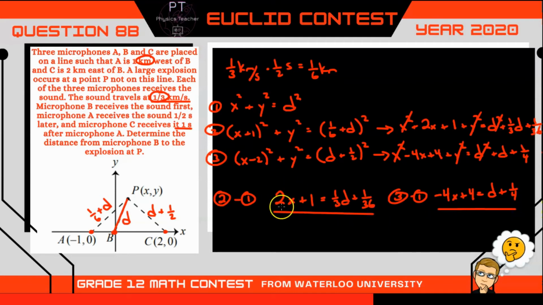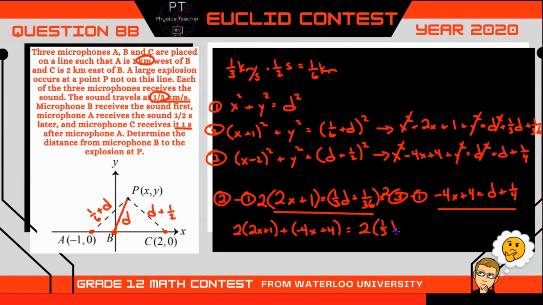Now you can see I can get rid of the x if I take this equation here and multiply both sides by 2. Then I have 4x, and if I add the two equations, our 4x plus negative 4x will cancel. So here I have 2 times 2x plus 1, and then we're going to add negative 4x plus 4, and that is going to equal 2 times 1/3 d plus 1 over 36, plus d plus 1/4.